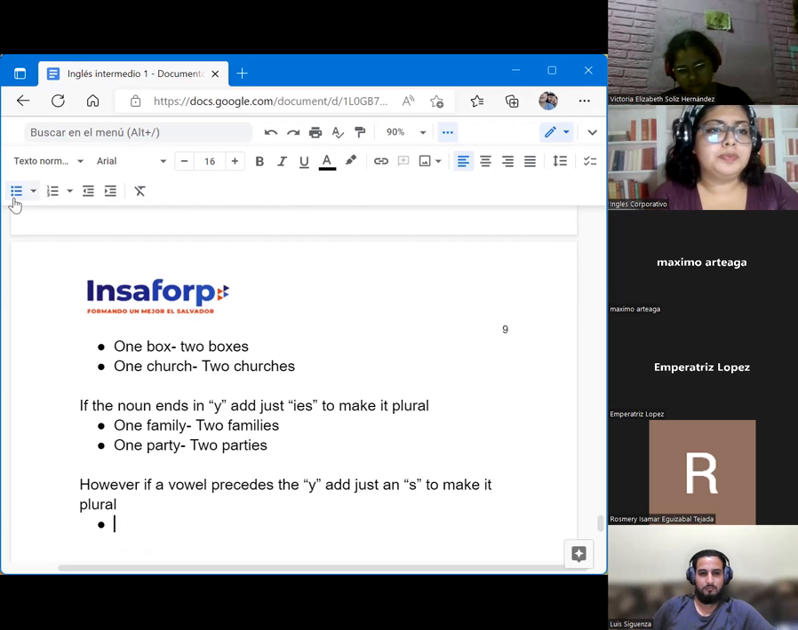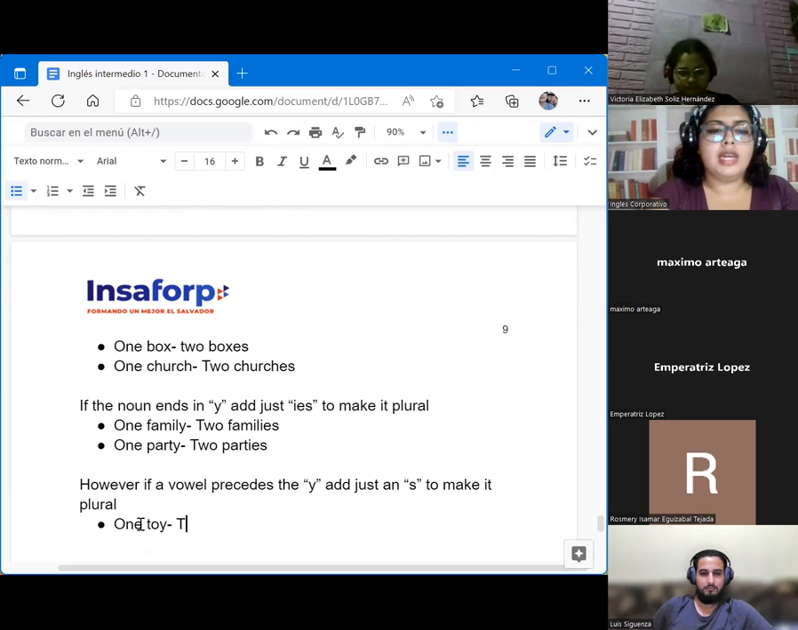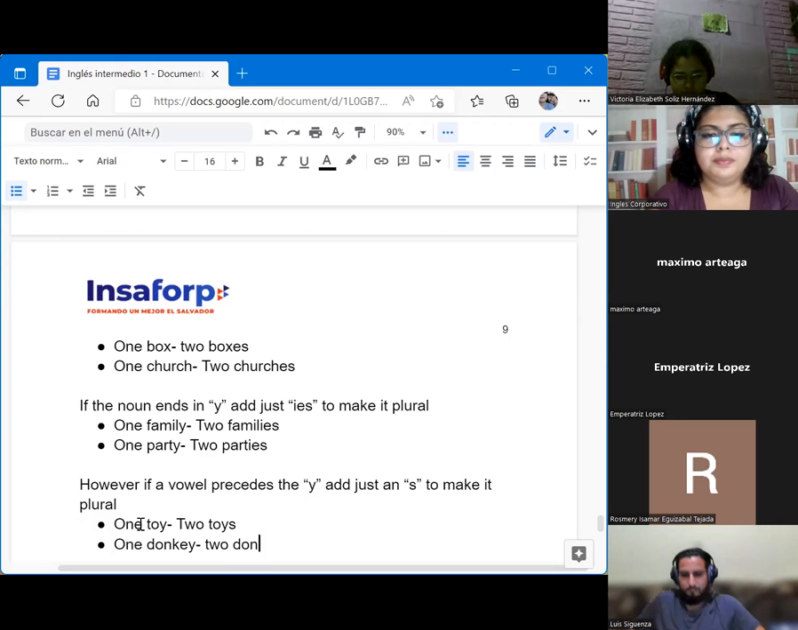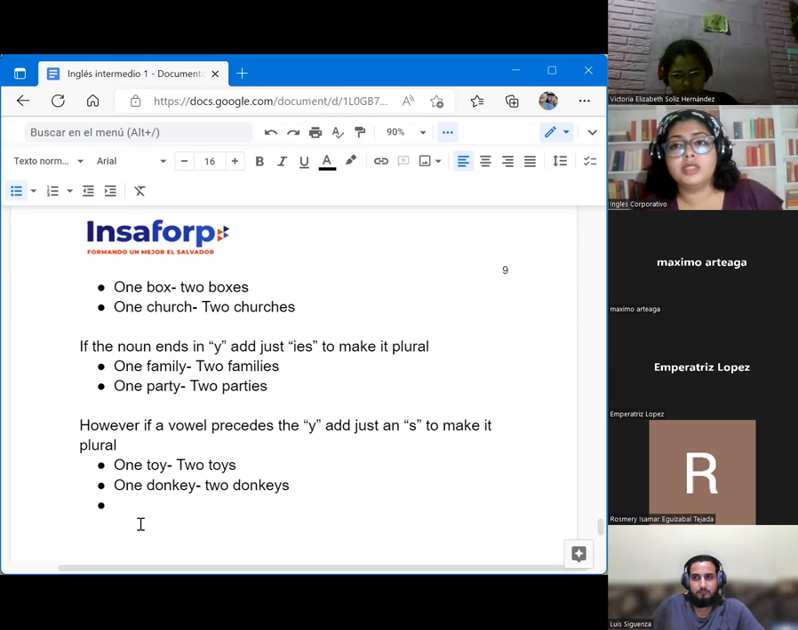And let's see some examples. We have the word toy. One toy. And we are going to transform it into plural, and we are going to say two toys. That is the change. We are just going to add S at the end. And the next one, one donkey, and we have two donkeys. Un juguete, dos juguetes. Un burro, dos burros. So in that case, we are just going to add S to the end of the word to make it plural.